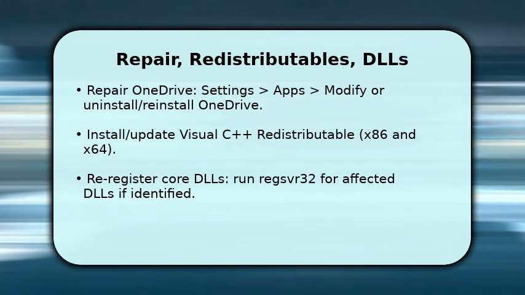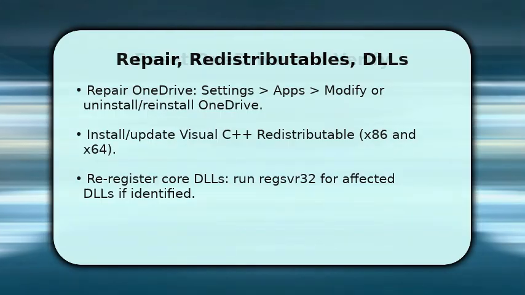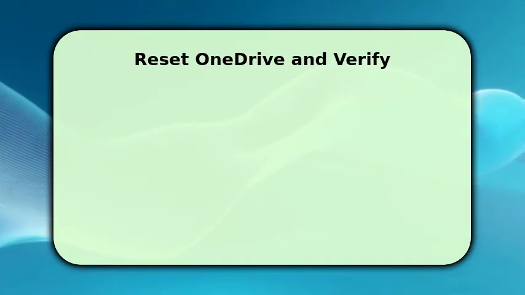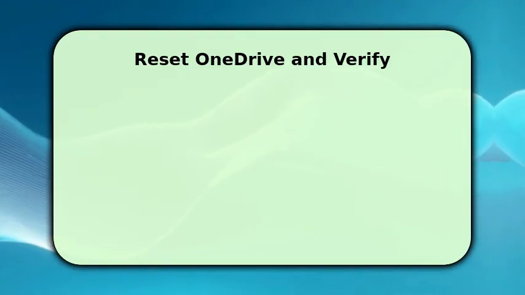Finish by resetting OneDrive to clear configuration issues. Run the OneDrive.exe /reset command from the %localappdata% path. If OneDrive doesn't restart automatically, launch it manually. Once running, sign in, verify sync resumes, and confirm the entry point error is gone.